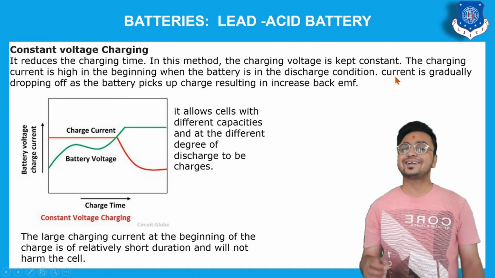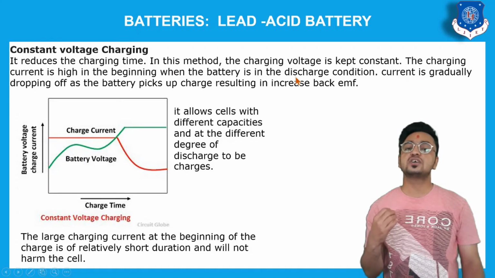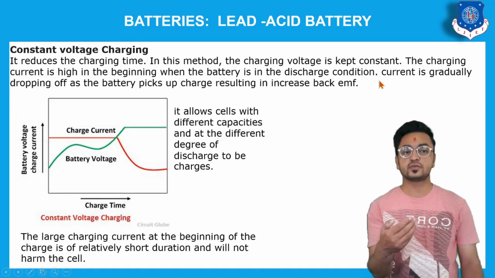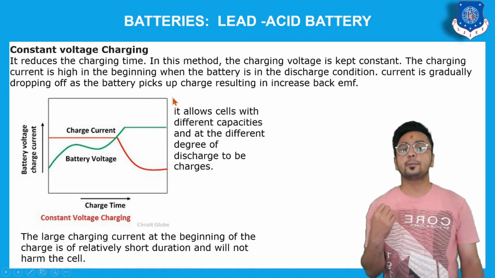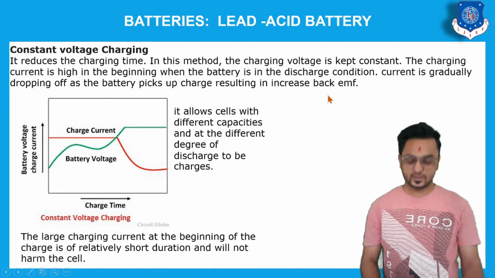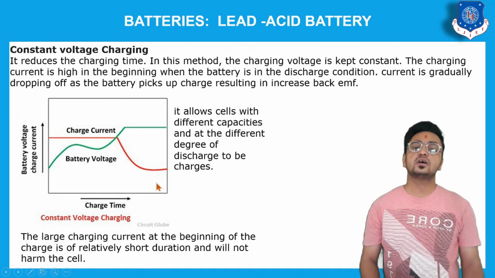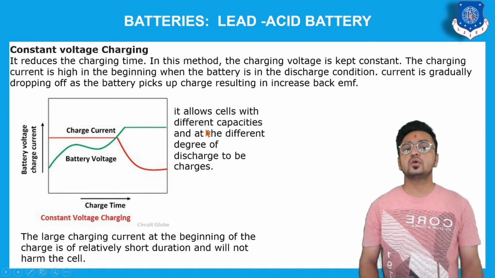Now, the charging current is high in the beginning when the battery is in a completely discharged condition, and the current gradually drops off as the battery picks up the charge, resulting in increased back EMF. Here we have a graph of charging current and charging voltage over here. This is the charging time period. Now, one more point: it allows cells with different capacities at different degrees of discharge to be charged.